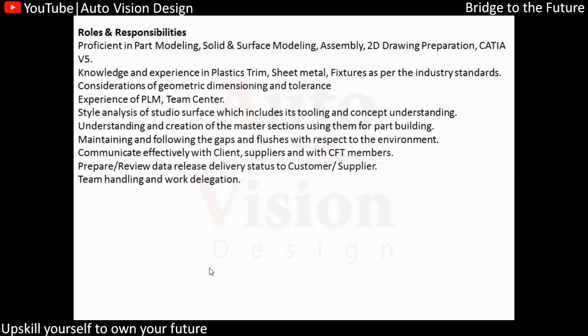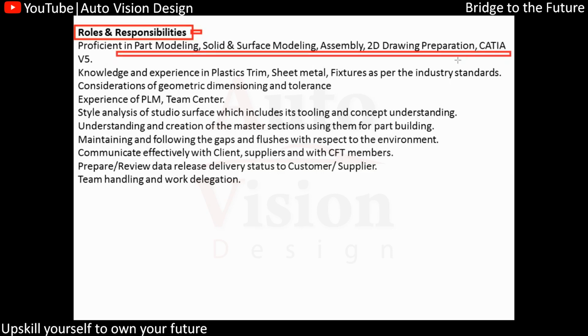So what are the common responsibilities and roles you can share? What job descriptions have we seen till now? From those only, whatever functionality you have served before, the roles and responsibilities, you can add. You can say you are proficient in part modeling in CATIA and assembly modeling through to drawing preparation in CATIA V5. If you are good, you can mention it, and you can rate yourself out of 5 or out of 10 for CATIA skill. Knowledge and experience in plastic trim, sheet metal, fixture kinds of parts, whatever industry you worked in, you can mention over here, considering the geometrical dimensions.